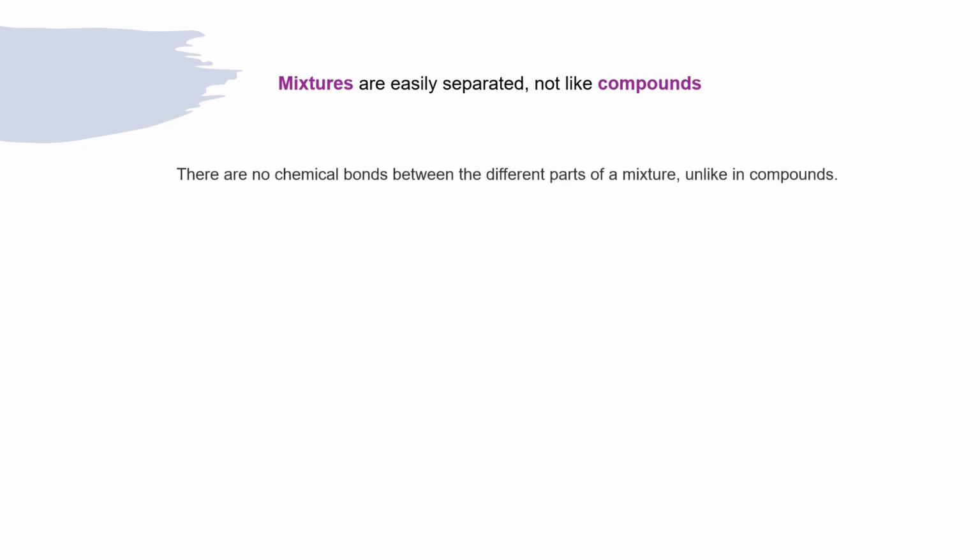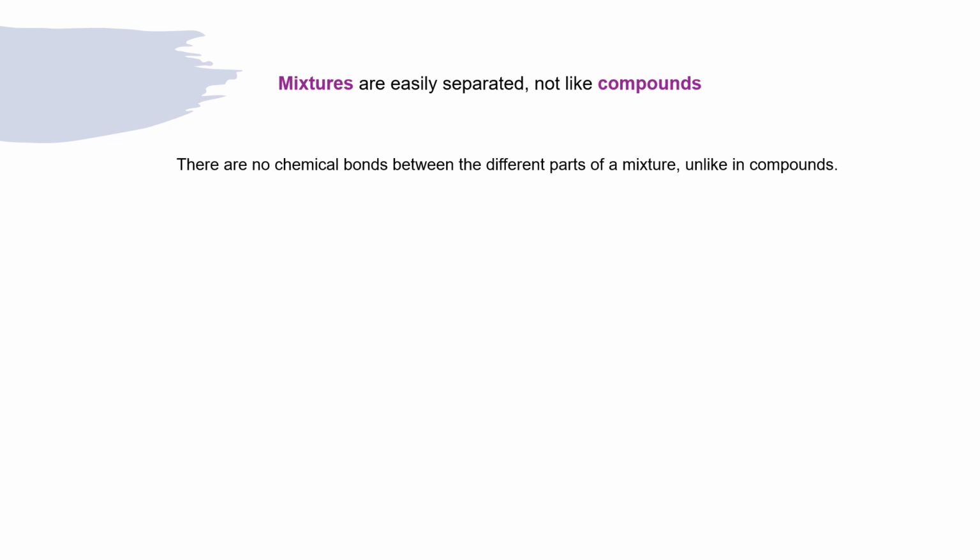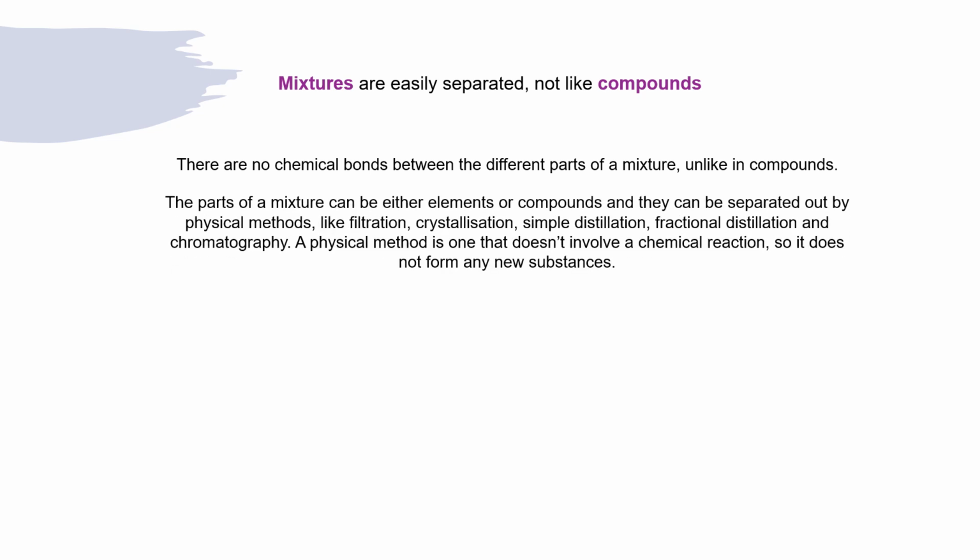There are no chemical bonds between the different parts of a mixture, unlike in compounds. The parts of a mixture can be either elements or compounds, and they can be separated out by physical methods like filtration, crystallization, simple distillation, fractional distillation, and chromatography. A physical method is one that doesn't involve a chemical reaction, so it does not form any new substances.